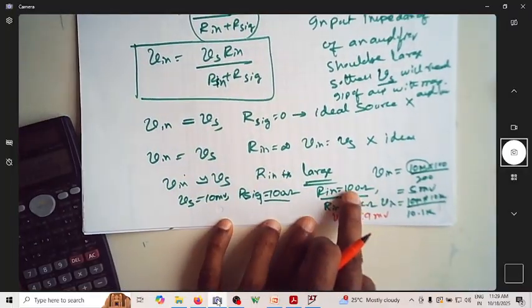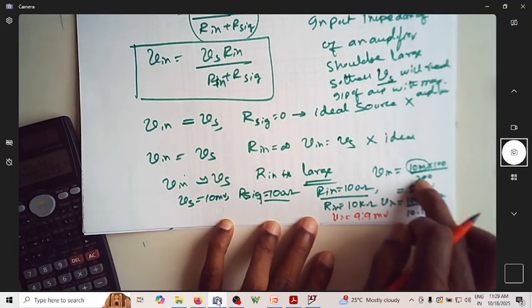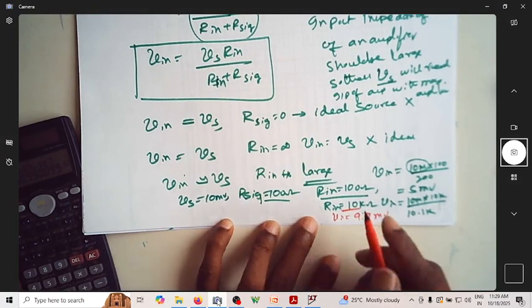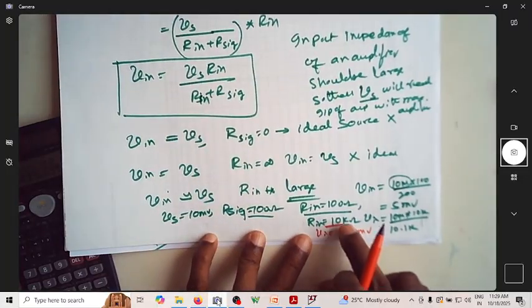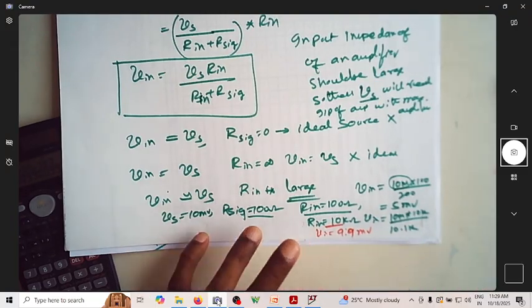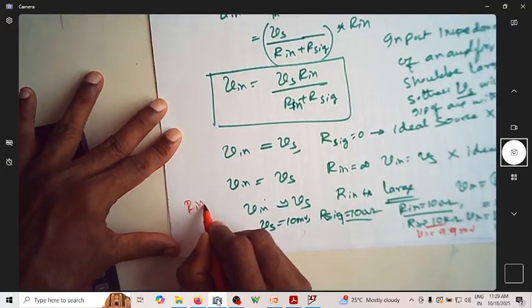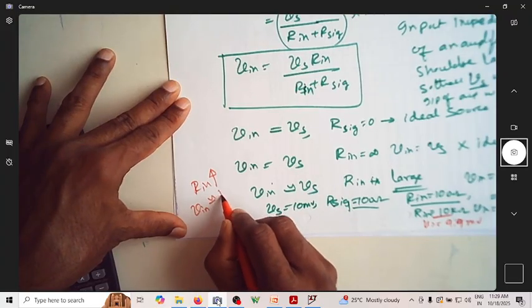The understanding here is, when Rin was 100 ohm and R signal was 100 ohm, if you apply 10 millivolt, you are getting only 5 millivolt. Suppose you have Rin as 10 kilo ohm, a larger value as required here, the input impedance of the amplifier should be large. Now it is large. When it is large, how much input voltage is reaching the amplifier? You can see out of 10 millivolt, 9.9 millivolt will reach the amplifier. That means if Rin is more and more, then Vin is almost equal to Vs.